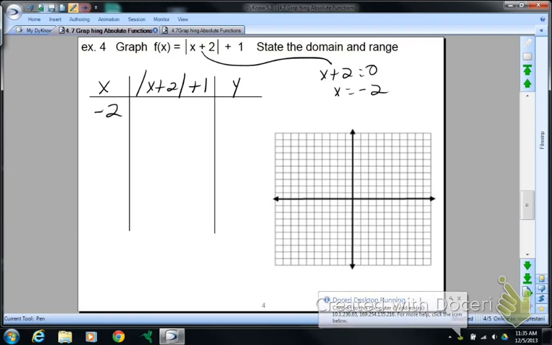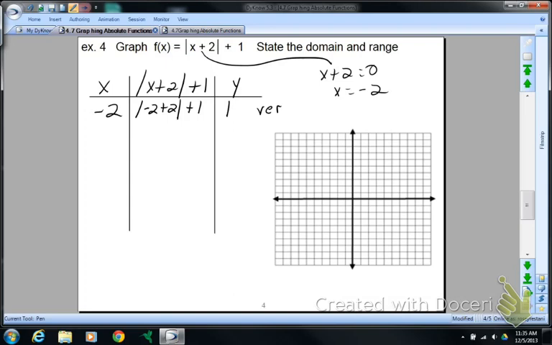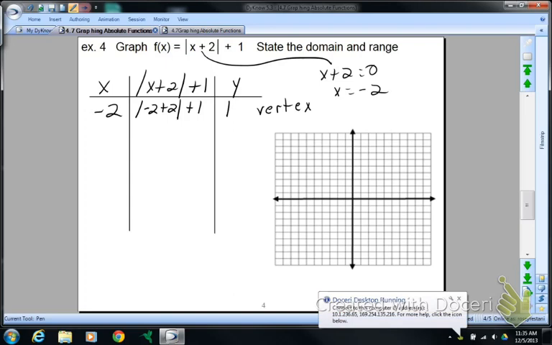Now, is y going to be 0 right here? No, it's not. It would be if it was just the absolute value. So let's plug in -2 right here. That's -2 plus 2. What is -2 plus 2? That is 0, but then we have that plus 1. So what is 0 plus 1? 1. So that's my vertex. So let's plot that point, -2, 1.